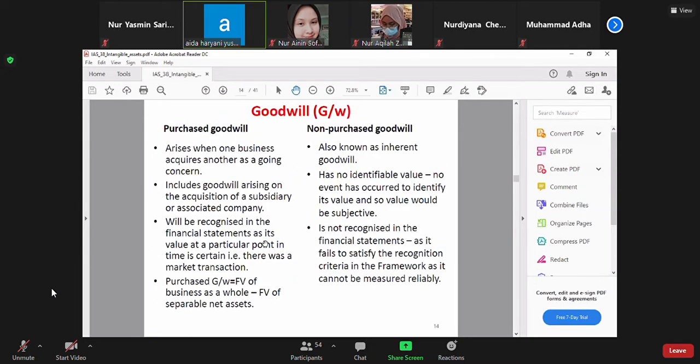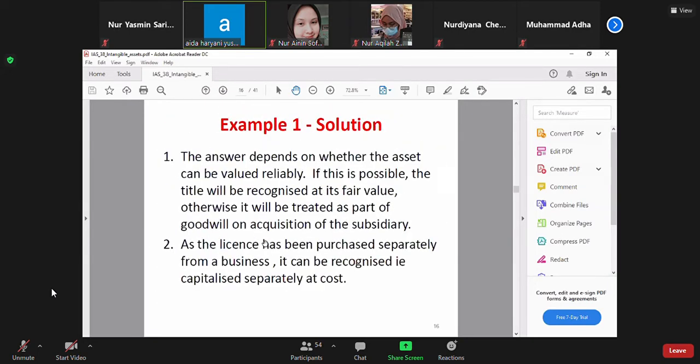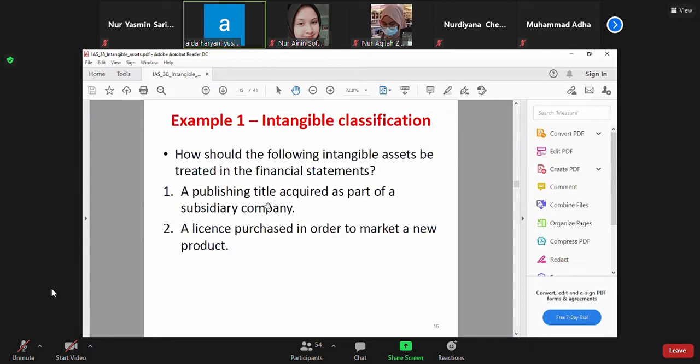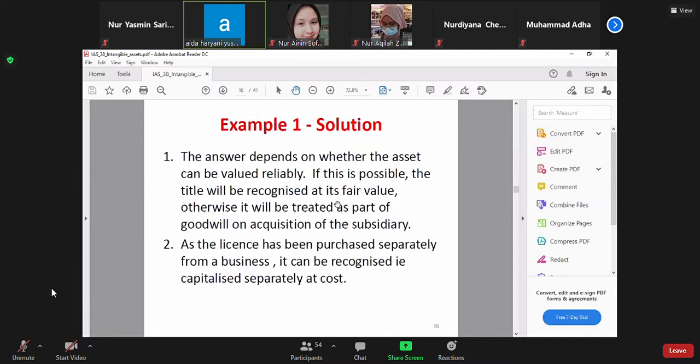Okay, so let us look at the explanation then. Okay, for number 1 ni, bukanlah dia tak boleh recognize sebagai intangible asset, but then it depends on whether the asset can be valued reliably. So, meaning if it can be measured, okay, then the title will be recognized at fair value, and then it will be treated as a goodwill on acquisition. If it can be measured.